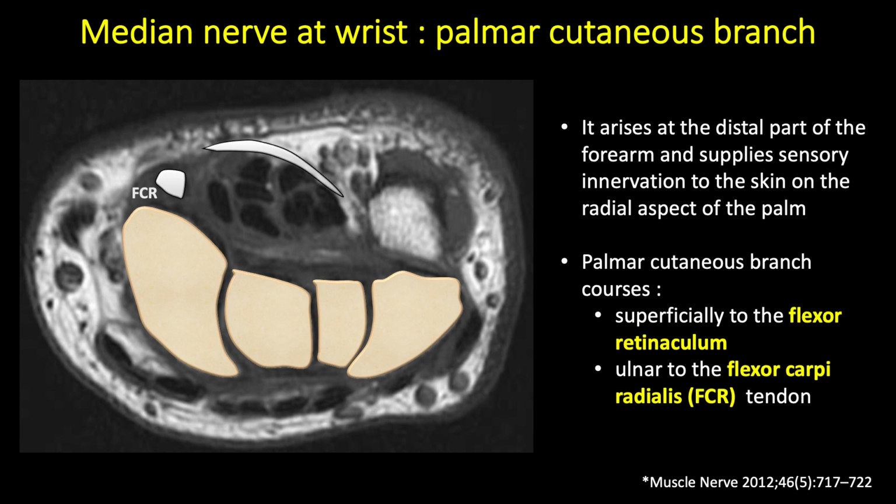Before entering the carpal tunnel, the median nerve gives rise to the palmar cutaneous branch, which provides sensory innervation to the skin on the radial aspect of the palm. This nerve courses superficially to the flexor retinaculum and immediately on the ulnar side of the flexor carpi radialis. This nerve can be visualized in about 80 to 85% of individuals.